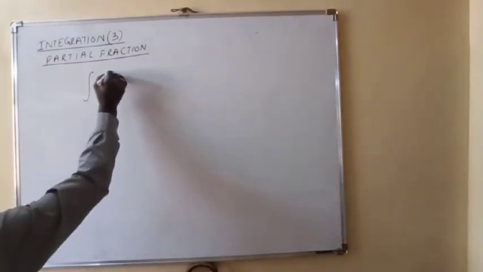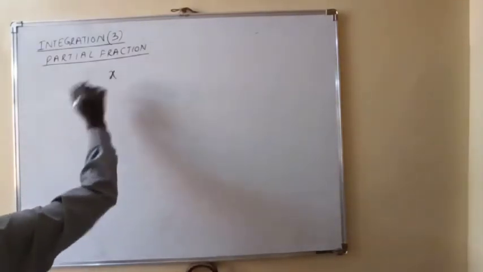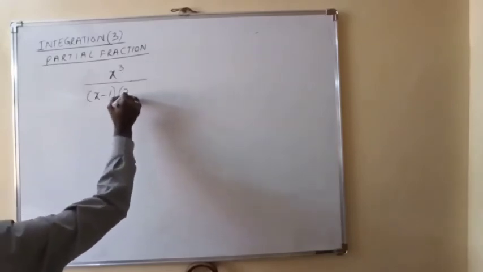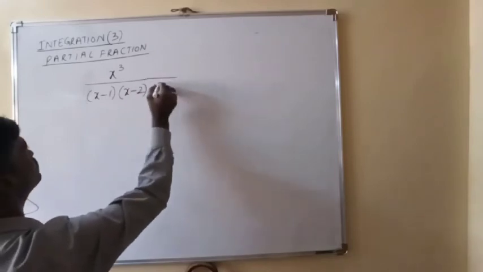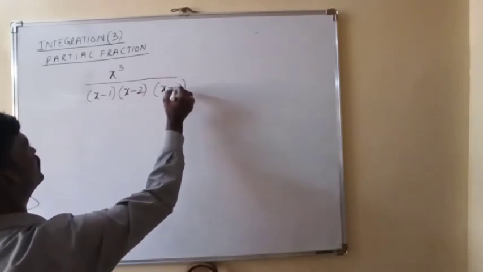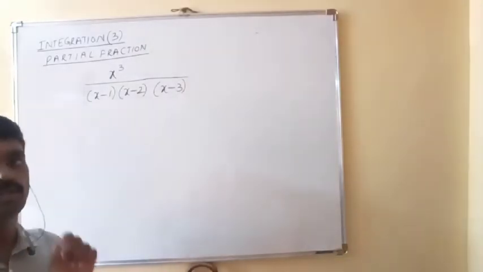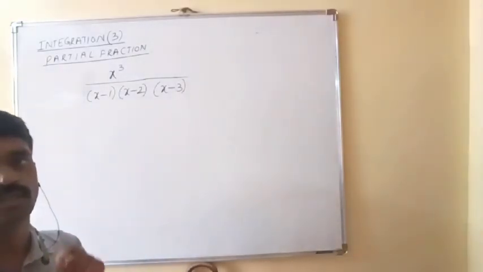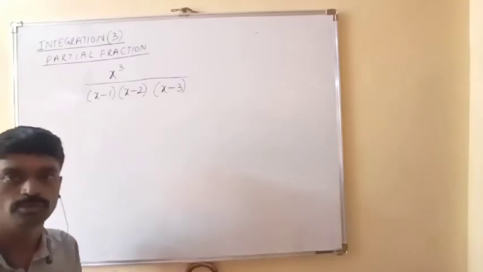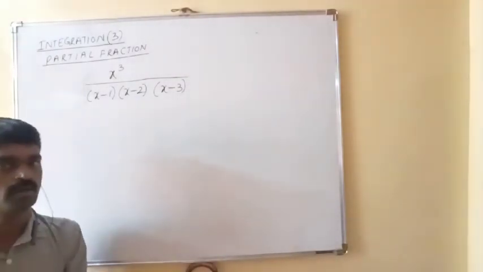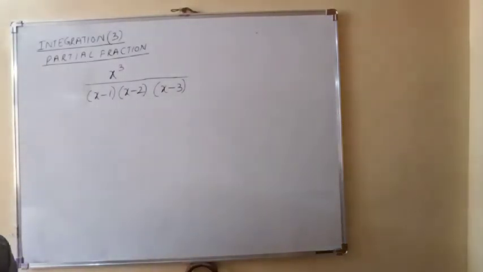Suppose you consider the integral of x cubed by (x minus 1)(x minus 2)(x minus 3). So clearly, is it a proper fraction or an improper fraction? Improper fraction, and the particular case is what? The degree of the numerator and the degree of the denominator are equal. Only when the degrees are equal will this shortcut work out. Okay, so what is that shortcut?